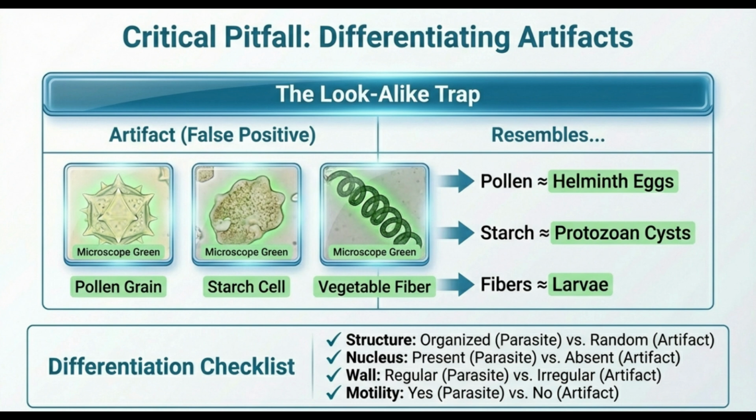So how do you avoid this critical pitfall? You use the differentiation checklist. Ask yourself, does it have an organized internal structure or is it random? Does it have a nucleus? Is the wall regular and smooth or jagged? And, of course, does it show any independent motility? Running through this checklist is your best defense against making a false positive call.